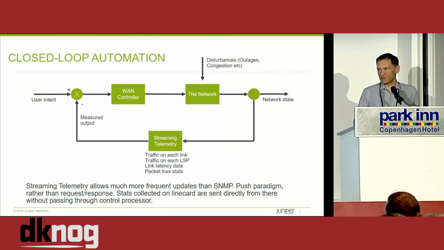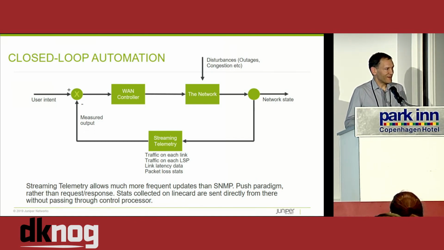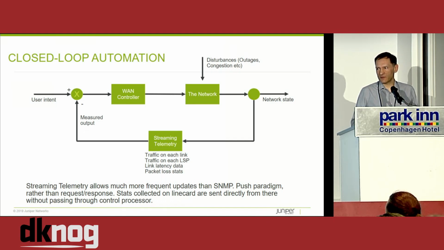And so what you've got is the user requirements, or the user intent, as it's fashionable to call it today, coming in from the top left. And then you've got the controller, which takes those requirements and imposes those onto the network. But as you know, the network's not a static entity. It's more like a living creature. And so it's subjected to disturbances. You've got links going down. You've got traffic patterns changing, threatening to cause congestion.